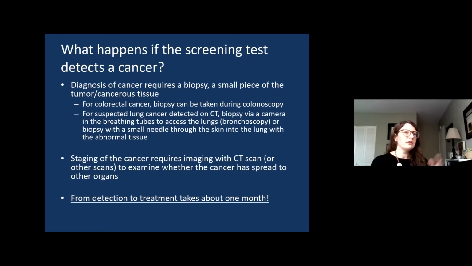And the other thing that I want to note here is that from detection to treatment, this can take about a month. And I want to say that because this is usually a pretty unsettling time for patients as they're awaiting this final diagnosis and treatment plan for their cancer. But the reason why it can take this long is because we need to do all those specialized staining and those specialized scans. So we make sure that we come up with a treatment plan that provides the highest rate of cure in the safest manner.